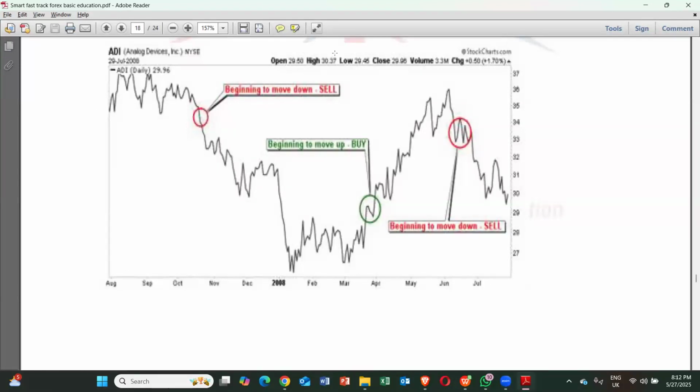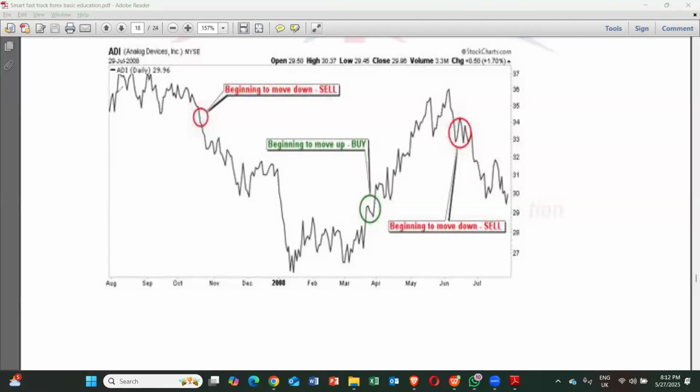Let me show you what I want to show you now. There was a consolidation around here, and all of this is consolidation. This place highlighted says beginning of a downtrend, sell. There was a change of character here, where the market broke below this level. As soon as the market broke below this level, what happened? The market began to sell.